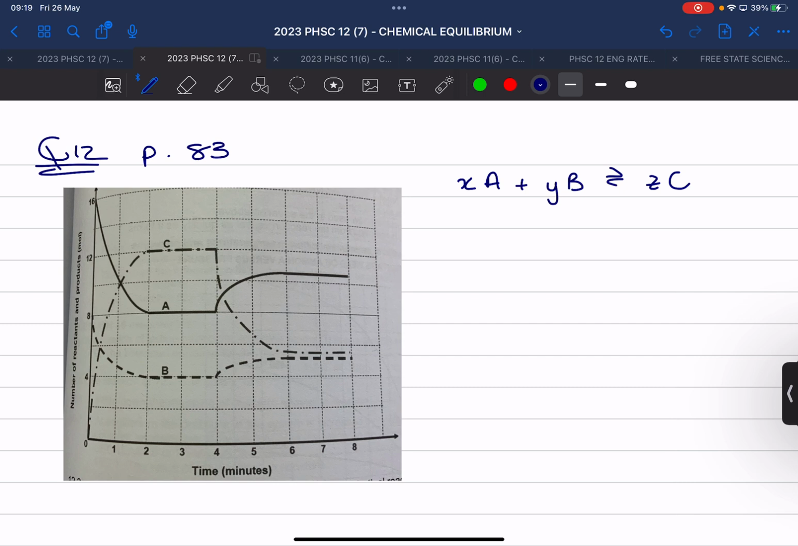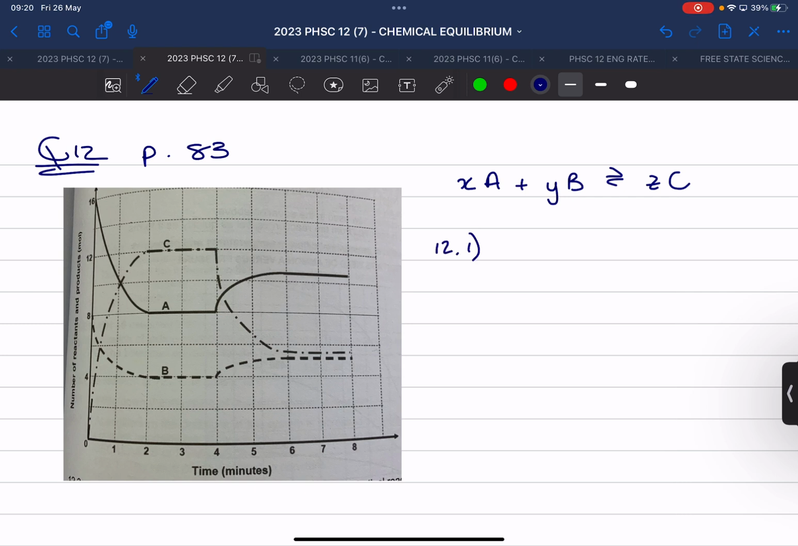Now, I checked all their phase subscripts. They're all aqueous, aqueous, aqueous, so they can stay there. Let's just see here in the graph. You can see here after 2 minutes, the lines become horizontal completely, so that's where it reaches equilibrium, but that happens again here at around 6 minutes. So something changed here at 4 minutes, and then at 6 minutes it reaches equilibrium again. Now the graph shows the change in the number of moles of reactants and products versus time during the reaction. Now they ask, define the term dynamic equilibrium.